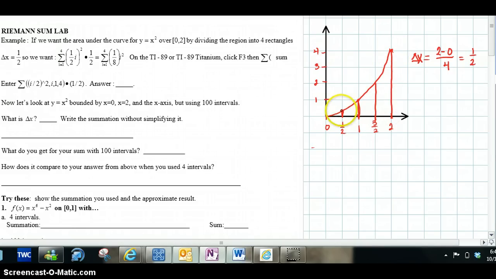The height of the rectangle is determined by the right-hand endpoint of each subinterval. This will give us a rectangle that's circumscribed about the curve. The area of the first rectangle is 1/2, which is the base, multiplied by f of 1/2, which is the y-coordinate of the right-hand endpoint of the interval.